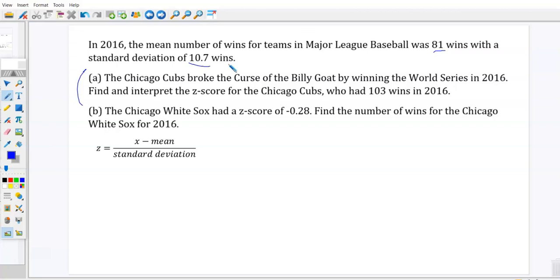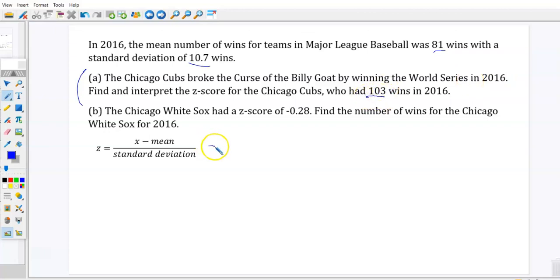I don't know if it's a real thing, but it's something sports fans sometimes thought. They had a curse on them. They didn't win the World Series for a long time, but they finally won it in 2016. So they had 103 wins that year.